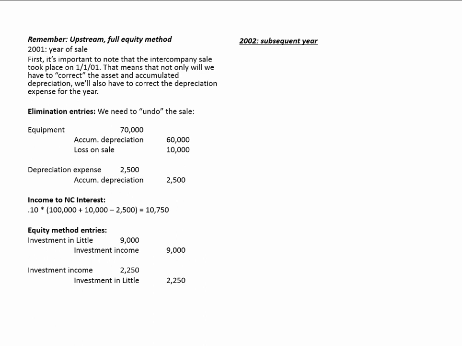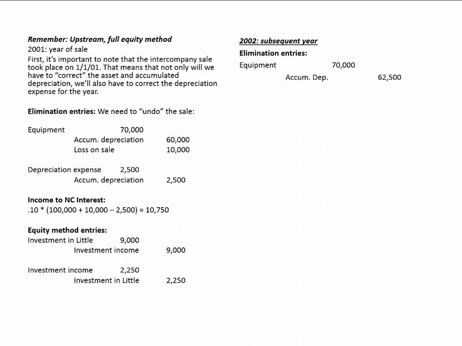Okay, 2002, the subsequent year. First, for our elimination entries, the first thing we have to do is carry forward the values from the previous year. Looking at those two elimination entries on the left-hand side of the screen, we have a debit to the equipment account for $70,000, and that's all we do to the equipment account, so that gets carried forward. Next, looking at accumulated depreciation, we credited it for $60,000, and then we had another credit for $2,500 for a total credit of $62,500. What's left, that's $7,500 on the credit side, that's the remaining unrealized loss.